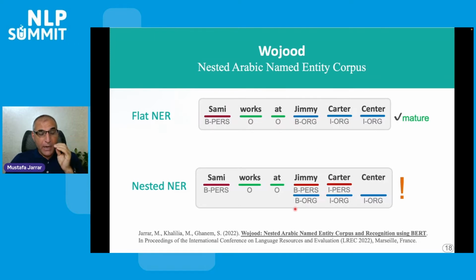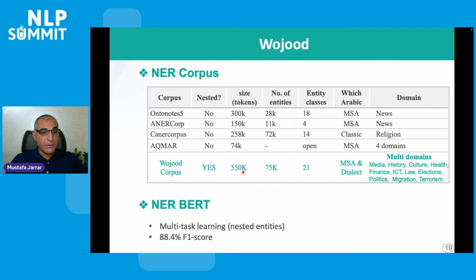Now, for Arabic, to solve the issue of nested entities, with the help of my colleagues Muhammad Khalilia and Sana Ghanem, we built a large corpus that contains about 550 thousand tokens. That's actually the first corpus for Arabic with nested entities. So please remember the name, it's called Wojood. It's also the richest in terms of the number of entities inside the corpus. We covered about 21 types of entities, and I will show you the entity types. We also covered Modern Standard Arabic and dialects.